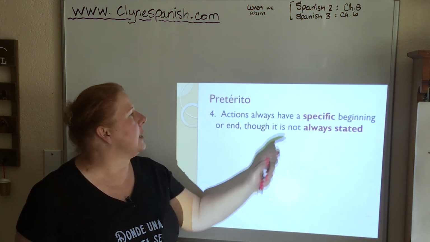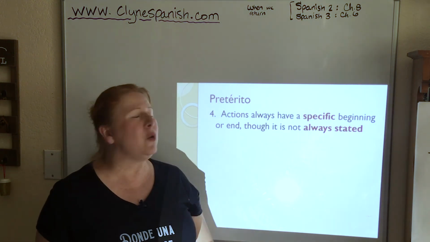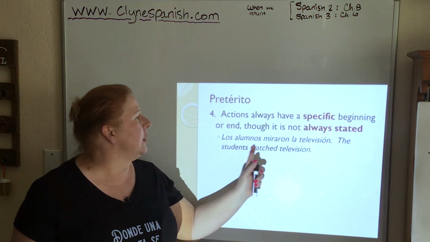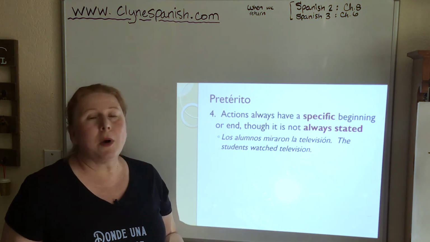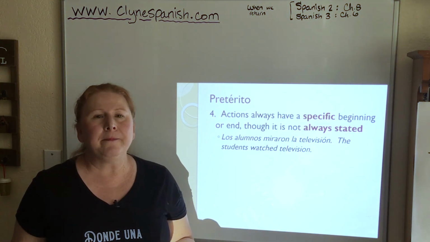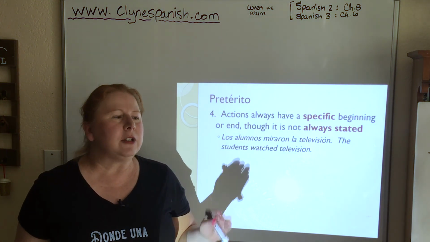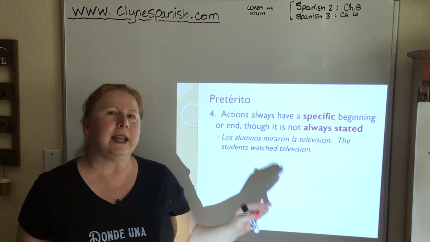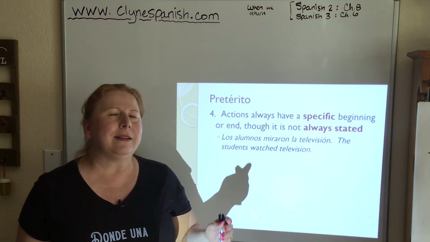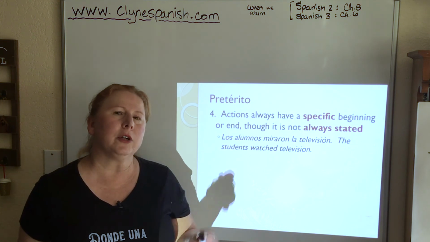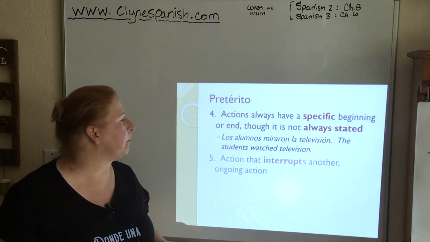Preterite. The actions always have a specific beginning or end, though it's not always stated. So los alumnos miraron la televisión. The students watched television. Okay? So that sentence could go either way. The implication is they watched television. It was a one-time event. If you meant to make it repeated, then you would have to put one of those trigger words in for the imperfect, telling me that it happened every day.